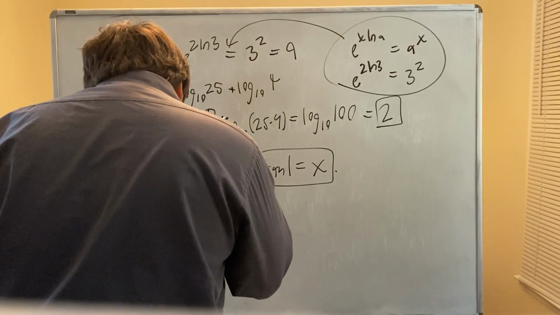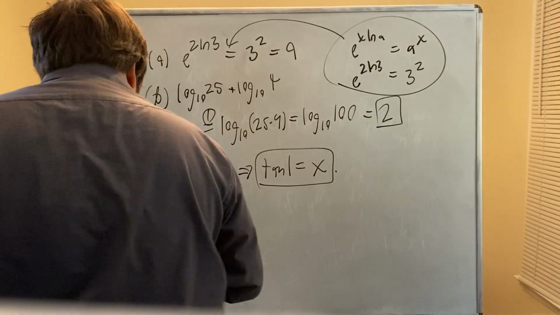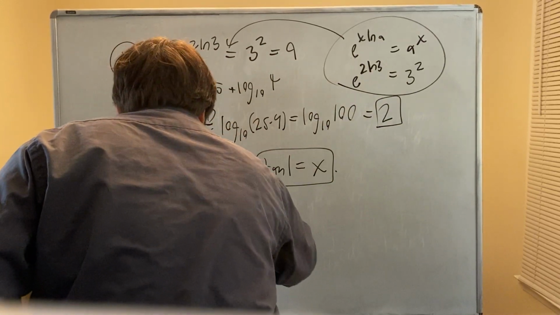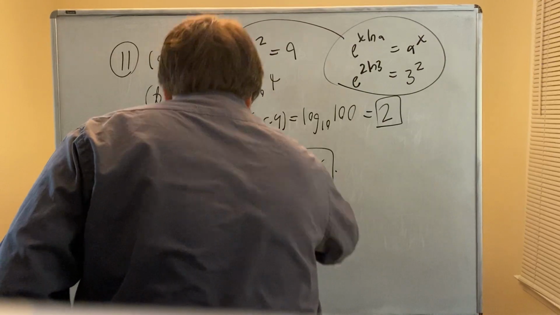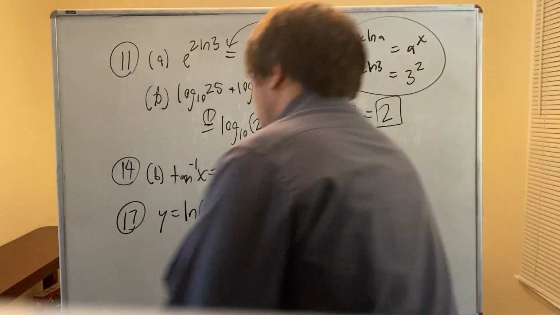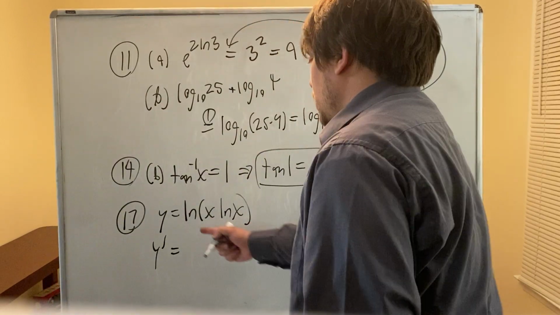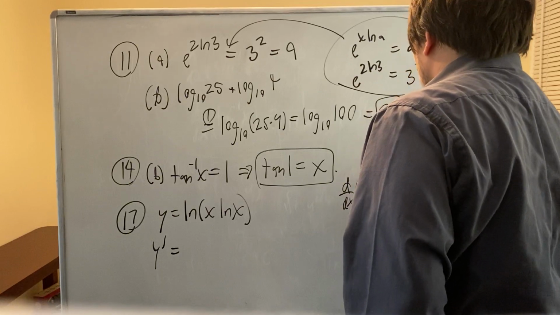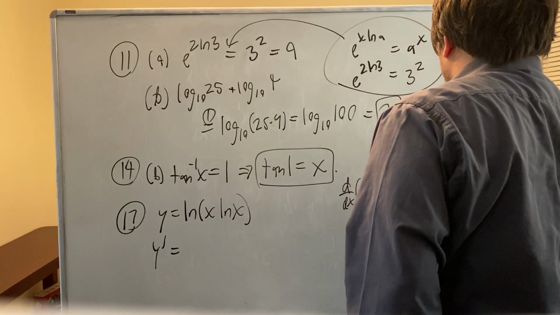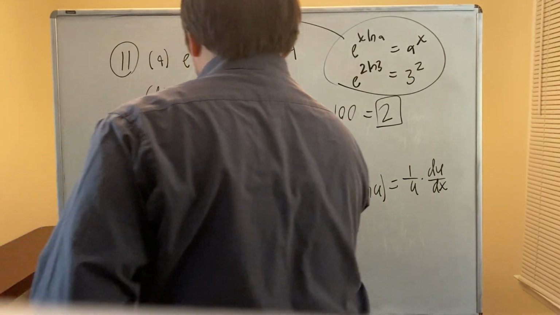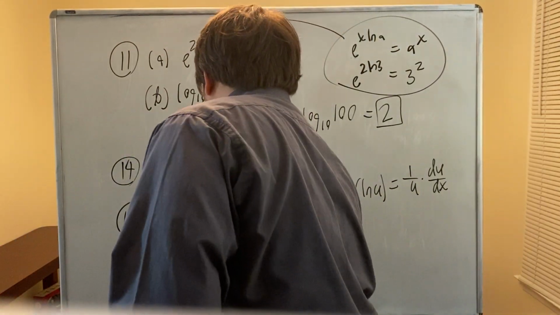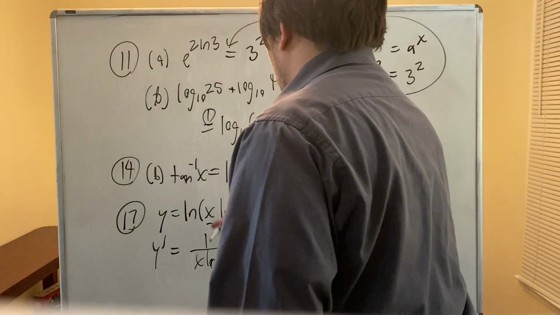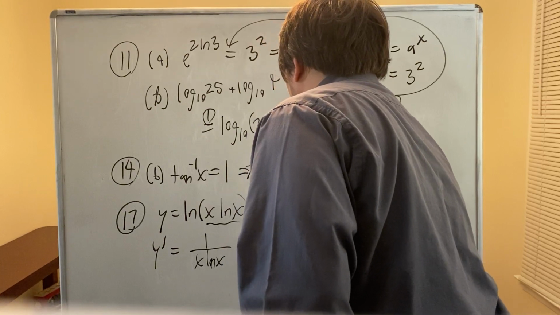Let's do 17. 17 is differentiate. So we want to differentiate the function y equals ln of x ln x. So to differentiate, we're finding y prime. So y prime is equal to the derivative of ln of a function, right? d dx of ln u is 1 over u times du dx. So ln of this, which is u, is 1 over x ln x times the derivative of x ln x.